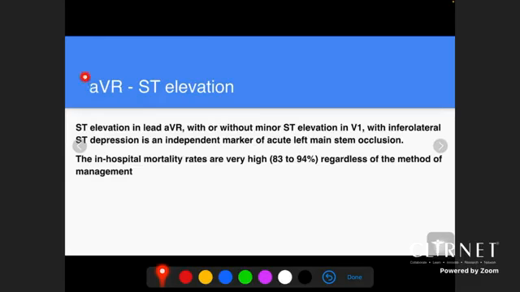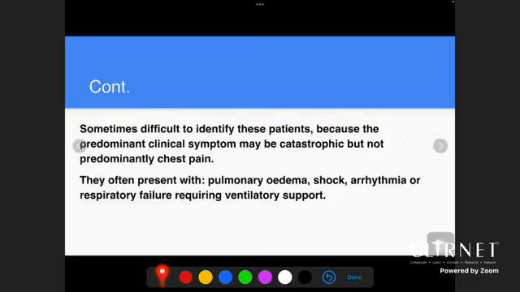Same also applies for AVR. So AVR is the maestro of the 12 leads. The in-hospital mortality rates are very high, up to 94%, regardless of the method of management. Sometimes it is difficult to identify this patient because the predominant clinical symptom may be catastrophic, but not predominantly chest pain.